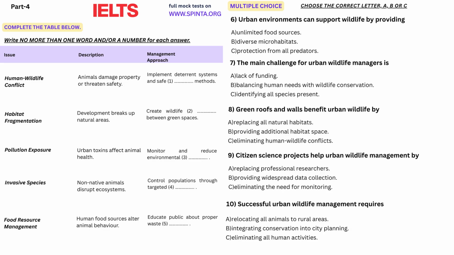Residents who understand wildlife behavior and implement appropriate prevention measures significantly reduce conflict potential. Citizen science programs can provide valuable data on wildlife populations while building public support for conservation efforts. Green infrastructure development offers opportunities to enhance urban wildlife habitat while providing ecosystem services to human communities.